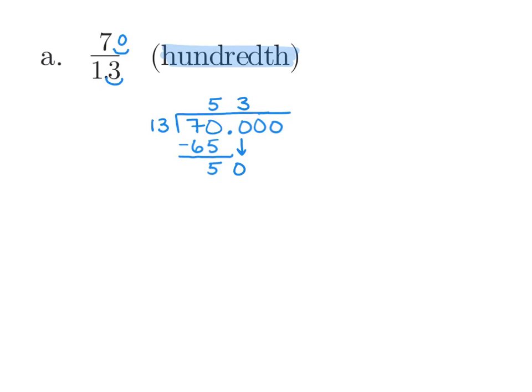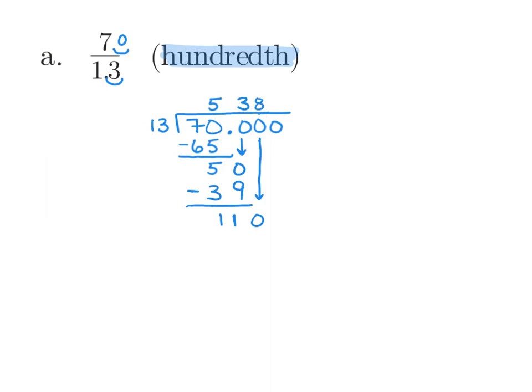3 times 13. 3 times 3 is 9. 3 times 1 is 3. Is 39 smaller than 50? Yes. If we subtract, we get 11. Is 11 smaller than our divisor, 13? Yes. So we are okay there. Okay, we bring down the 0. All right, 13 goes into 110. I believe it goes in 8 times.